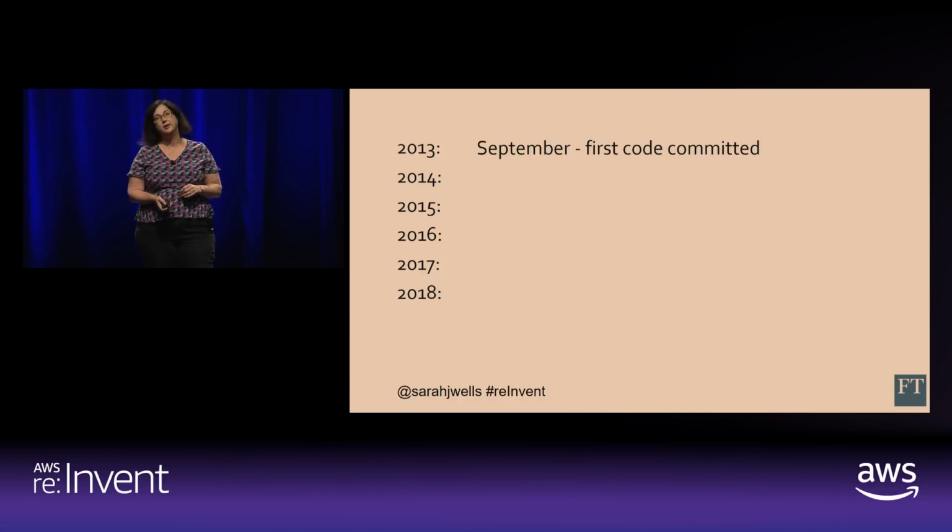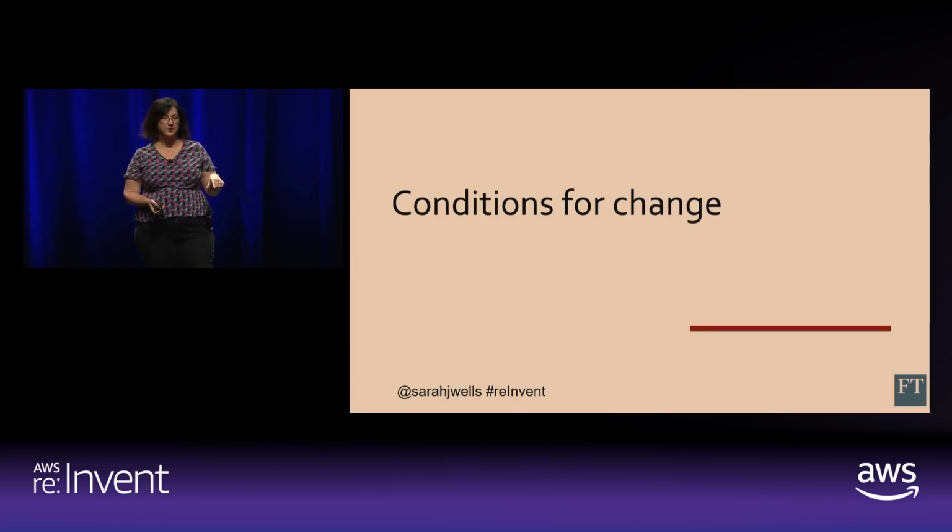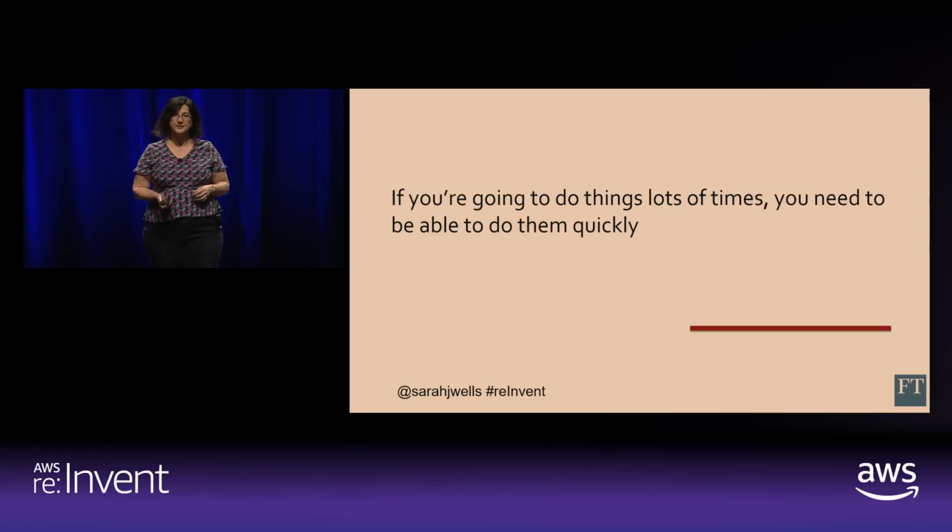But in fact, we started working on the things that we needed to enable this a year or so earlier, because there are conditions for change. There are things you need in place if you're going to start building microservices. The thing about microservices, you have a lot of them. And as soon as you have a lot of things, you have to do things a lot of times. Every time you make a change, you've got to do it for every microservice.